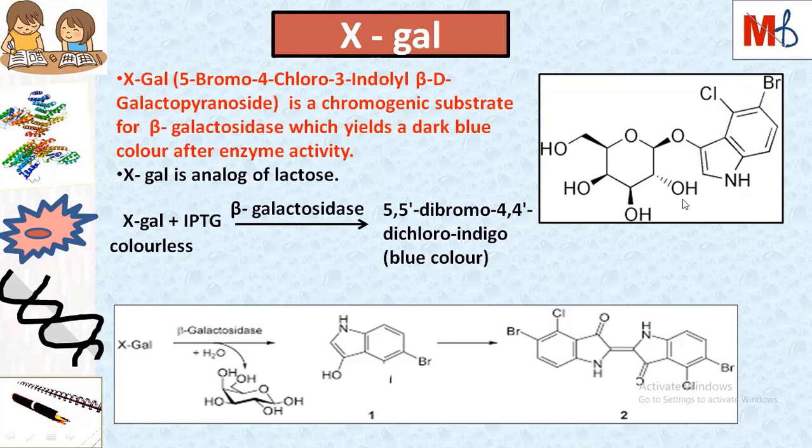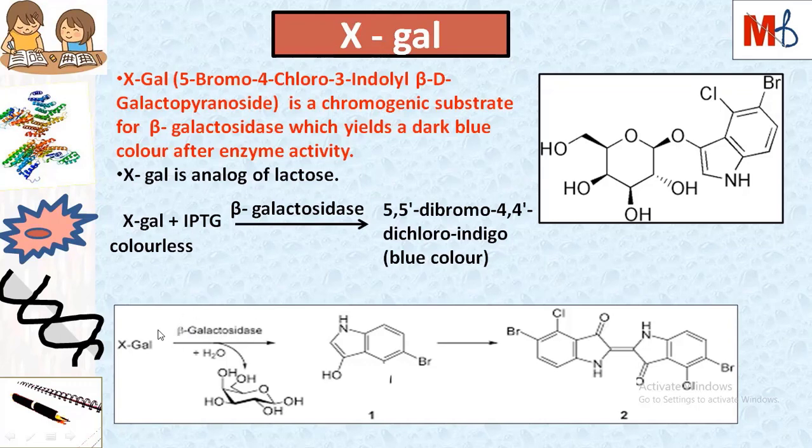This is the structure of X-Gal, and the full name is 5-bromo-4-chloro-3-indolyl beta-D-galactopyranoside, and it is a chromogenic substrate. That means it produces color, and this is a substrate for beta-galactosidase, which yields dark blue color after enzymatic activity. And also we know that this X-Gal is an analog of lactose. So suppose we take the X-Gal in the agar plate and we also add the inducer IPTG for the lac operon. And now if the active form of beta-galactosidase is present, then it cleaves.